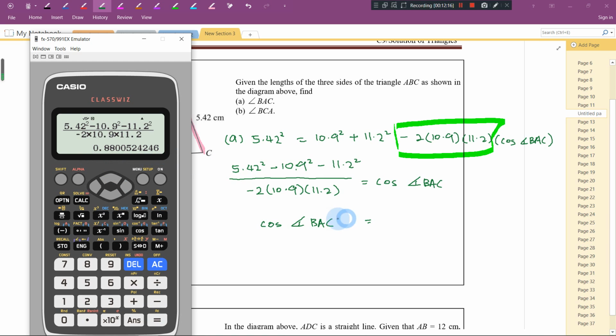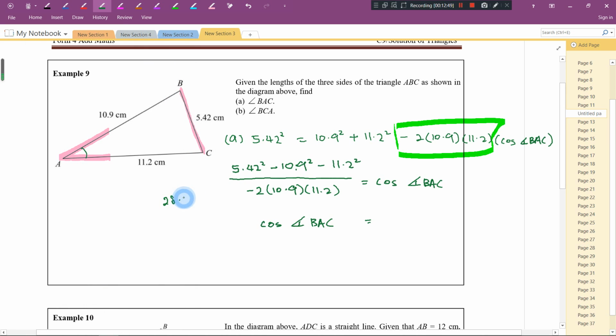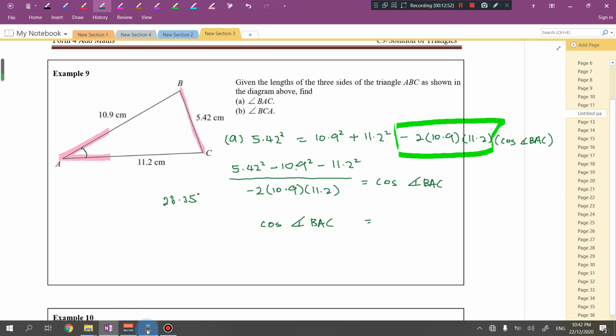So this is not the angle, this is just the value for the cosine of angle BAC. So you can round it off if you want to be more accurate, right? You can take 5 decimal places first, 0.88005. Okay, if you want to be really accurate, you can just press shift, then cos, answer. Then your calculator will do the inverse cosine of the whole thing you saw just now. Okay, so the angle is 28.35 degrees.